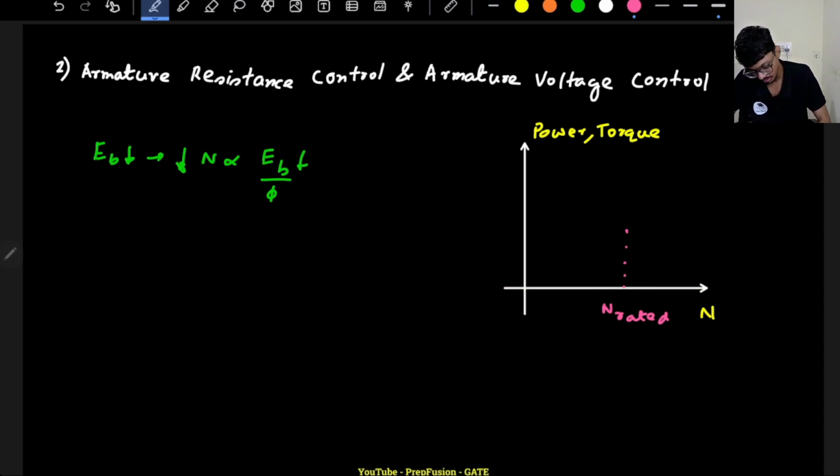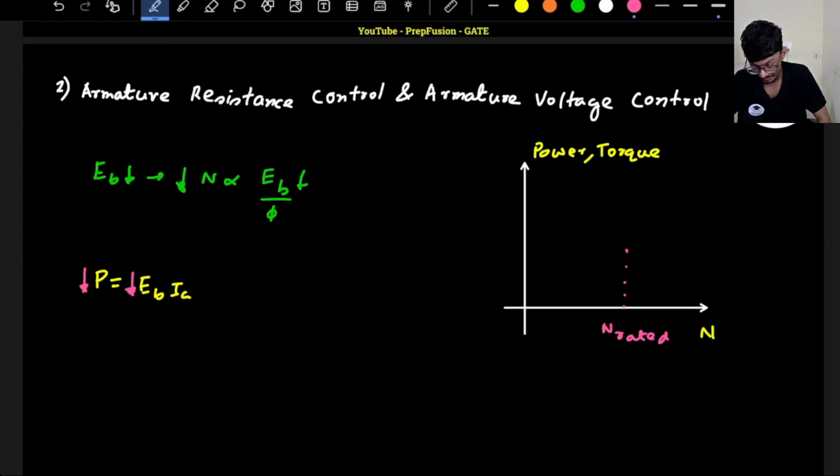So in this case, EB is reducing. So if power is equal to EB into IA, and EB reduces, if I assume my IA to be constant, then power also will reduce. So here actually the power is not constant anymore. Power will be reducing. Okay, so let me draw it with yellow. Power will be reducing.